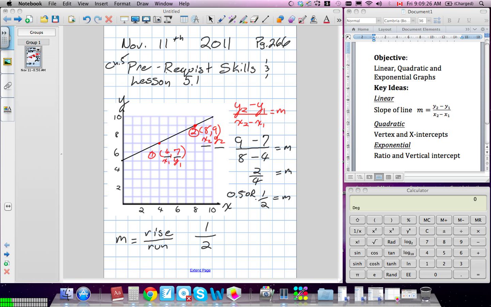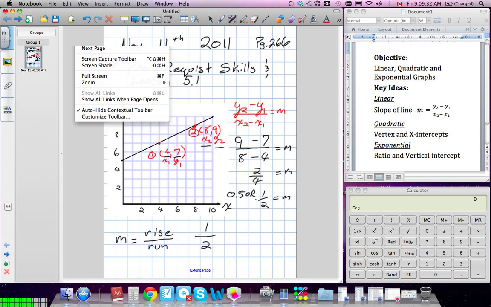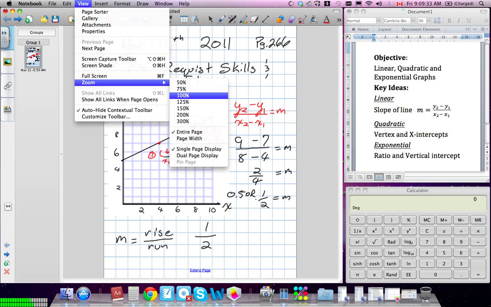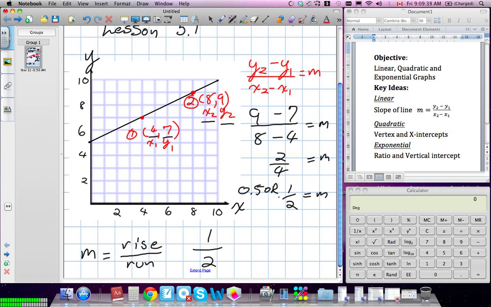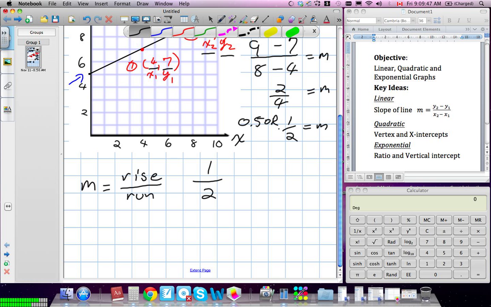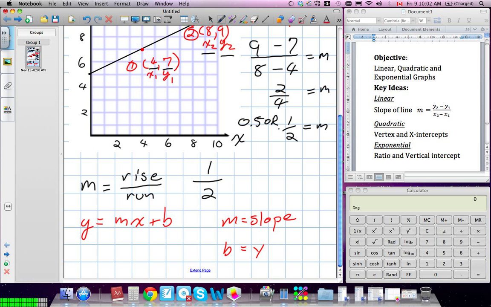Also with linear equations, one other thing we want to recap. Let's zoom for a second. We want to make sure that we know about their vertical intercept, which is also known as the y-intercept. Okay? So the equation of a linear equation is written like this. y equals mx plus b. m was our slope. b is our y-intercept.